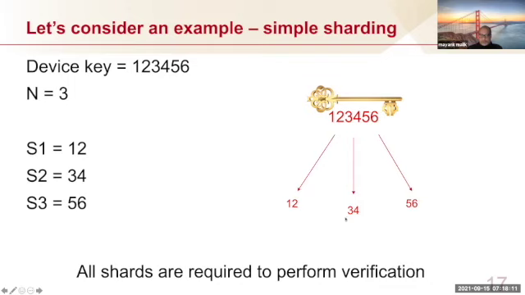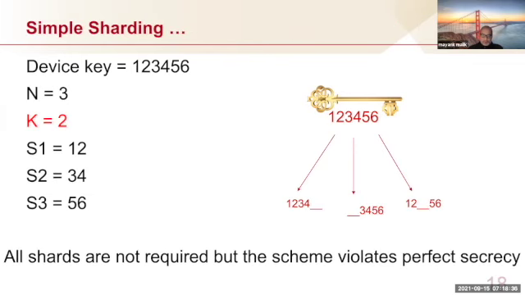So if device 1, device 2, device 3 all have to be online and all have to respond to a verification call and present these shards for me to verify the identity of this key, then if any of these devices is down for maintenance or unavailable or compromised, I cannot even verify the identity of a device that may not be compromised. So to solve this problem, of course, we can implement simple sharding in a different way.